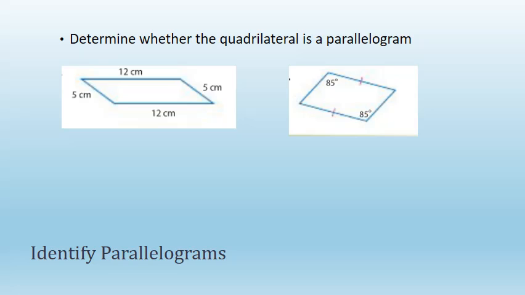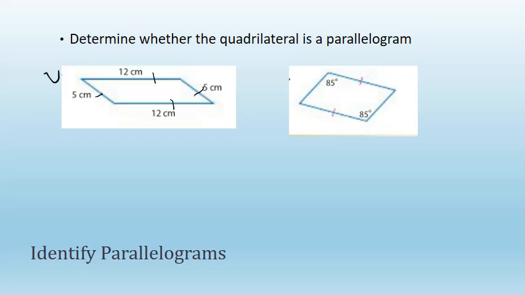we're asked to determine if the quadrilateral is a parallelogram. And if so, then we justify our answer. So let's look here at this first one. We see that, well, this side is congruent to this side, and this side is congruent to this side. And so this meets the test that both pairs of opposite sides are congruent.